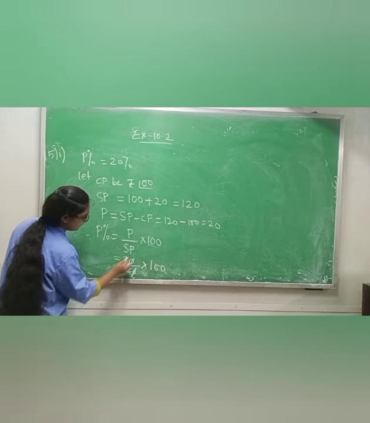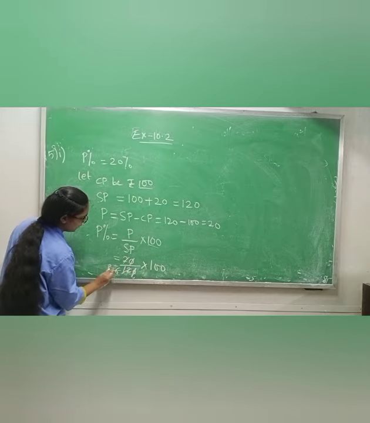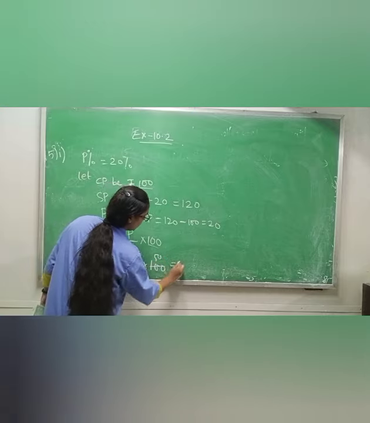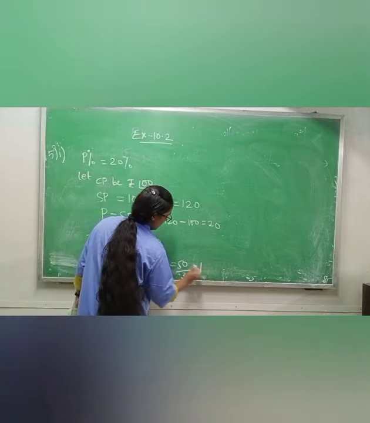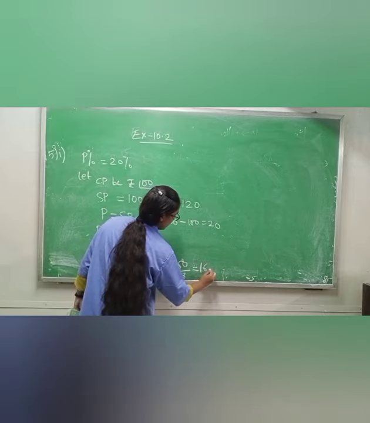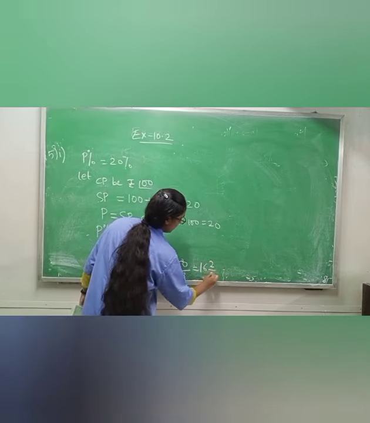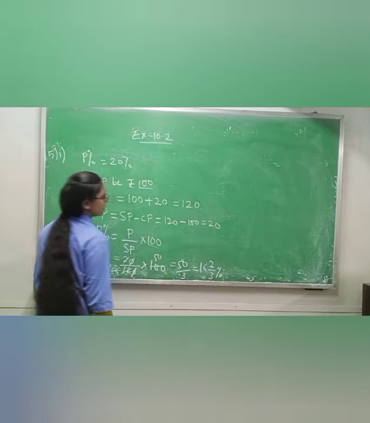Now 0 cancel. 2 1s are 2, 2 6s are 12, 2 3s are 6, 2 5s are 10, means 50 by 3. When you divide, 3 1s are 3, 2 will go, 3 6s are 18, so this will be your profit percentage.